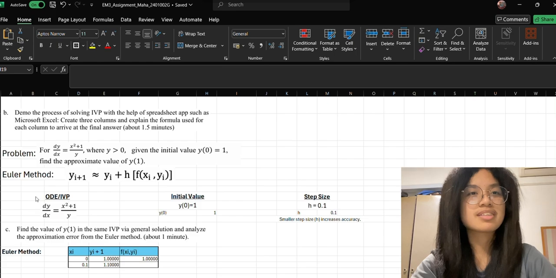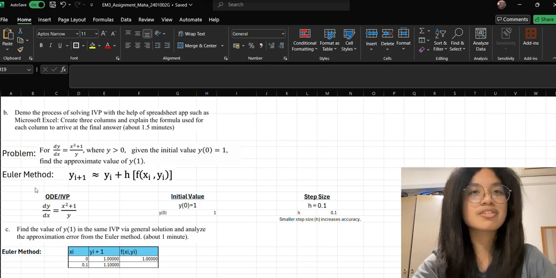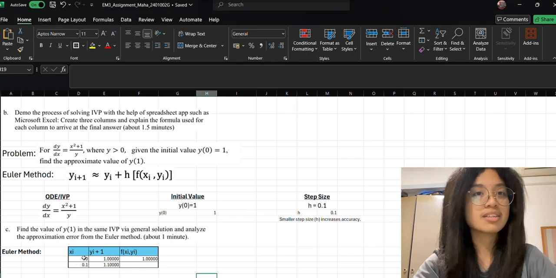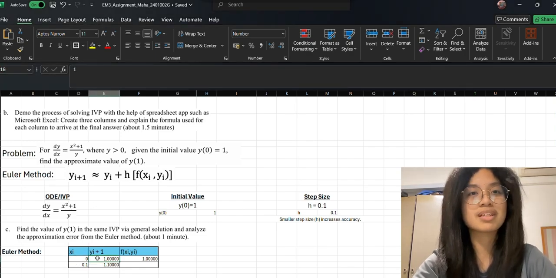This is the IVP that is given, with the initial value of y equal to 1 when x equals 0. Hence, I key in 0 and 1 under the first row of xi and y(i+1) respectively. The step size h I'll use for now is 0.1. Under the third column, f(xi, yi) is the value of the IVP with the initial values of x and y substituted inside.